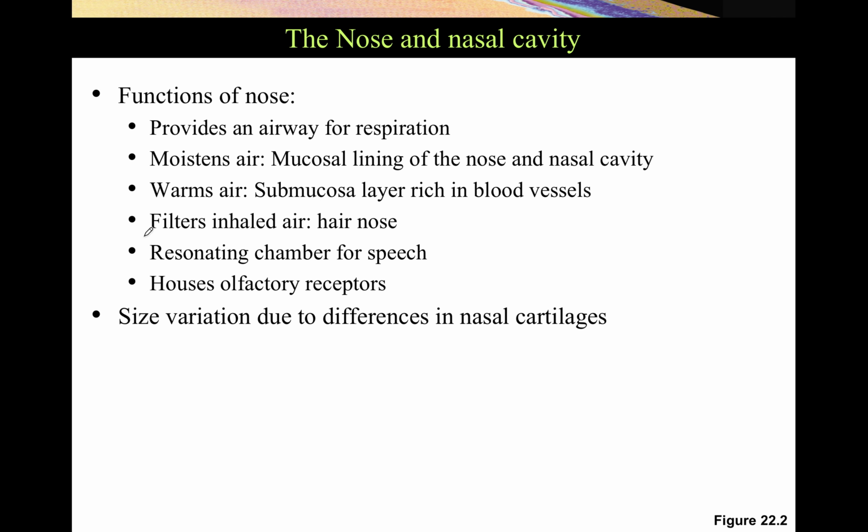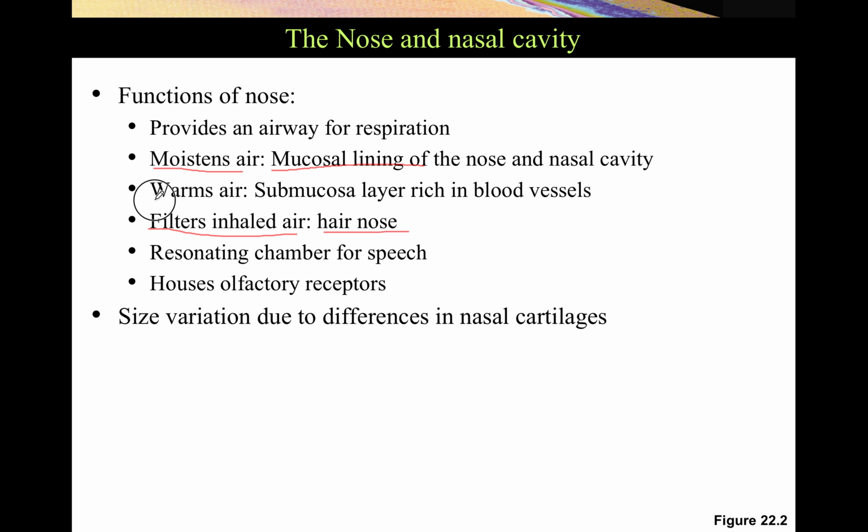Consequently, the air needs to be moistened. So how do we accomplish this? If I want to filter the air, I use the hair inside the nose. To moisten the air, M for M, you're going to use the mucosal lining, which basically contains a significant amount of mucus. And as the air goes over that, it causes the air to become moist.